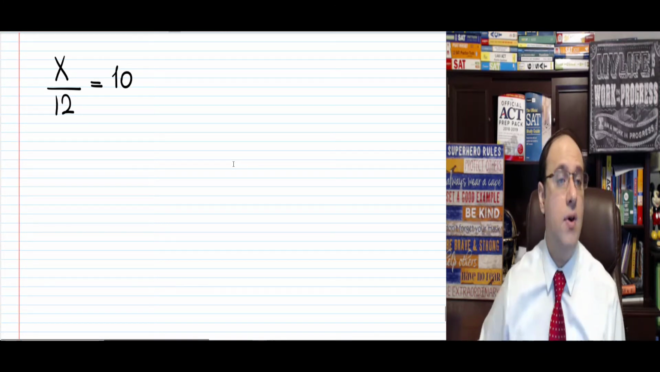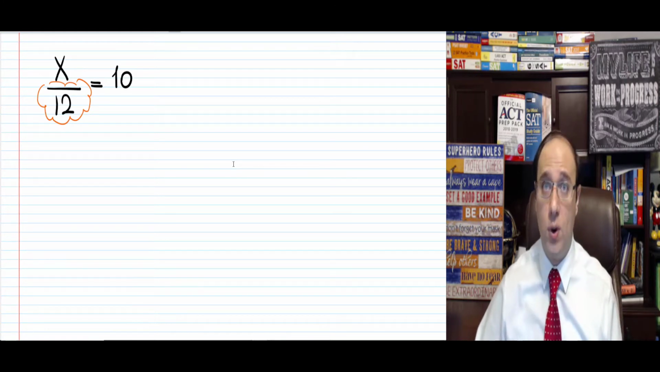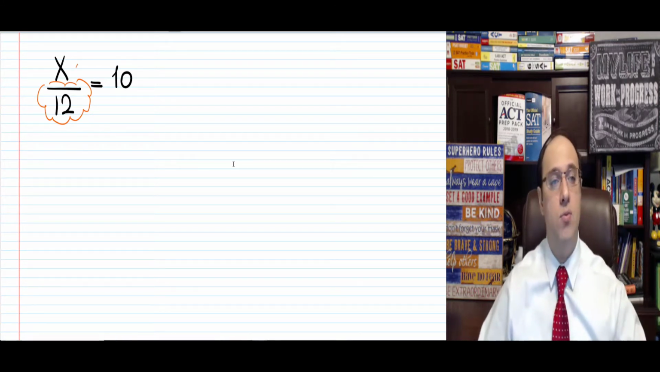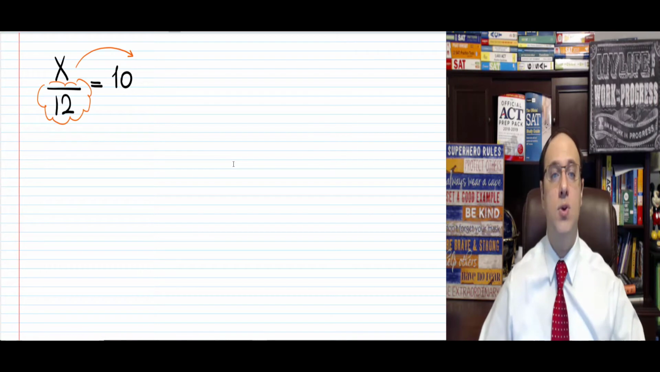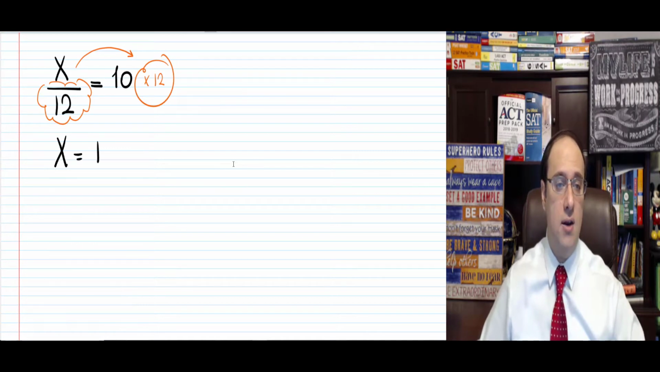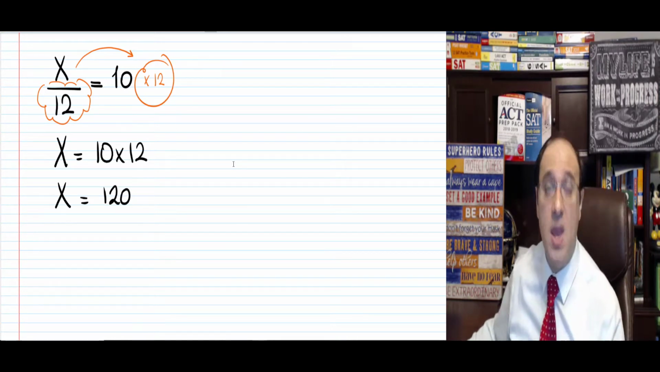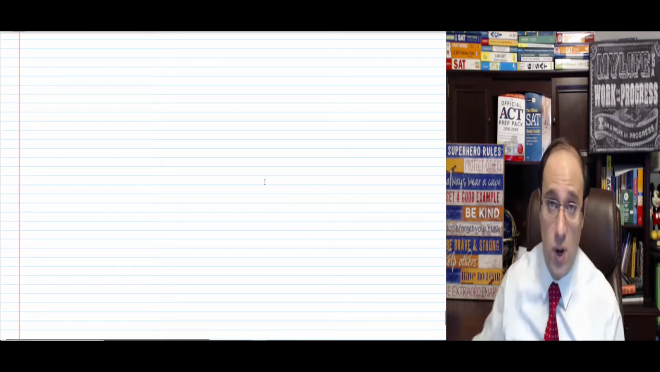X over 12 means x divided by 12. We need to get rid of the over 12, or the divided by 12. Move it to the other side of the equal sign. It changes into times 12, making x equal 10 times 12. X equals 120.